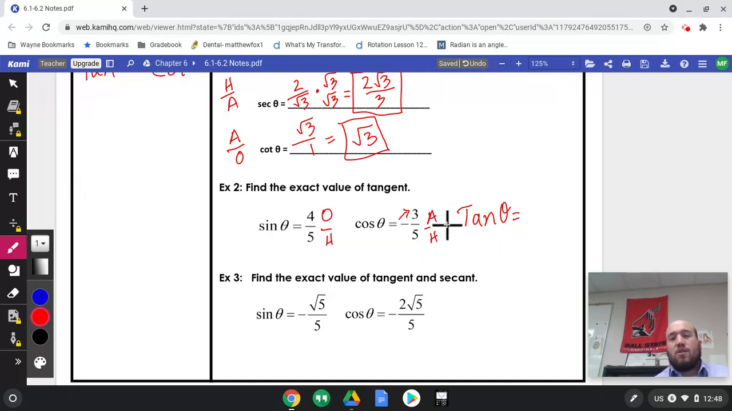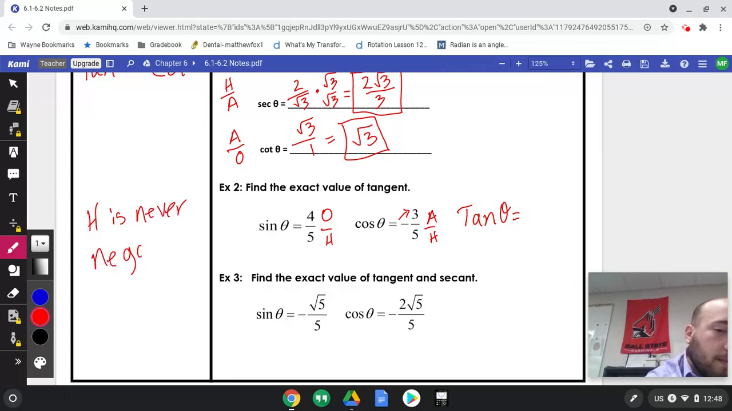Now, some of you might be thinking, how can we have a negative adjacent side? And I'll show you. Technically, the distance or the length of the side is still positive, but it is in the negative direction. Okay, and I'll show you that more in a little bit. But one thing you want to make a note of is that H is never going to be negative. So H will never be negative.